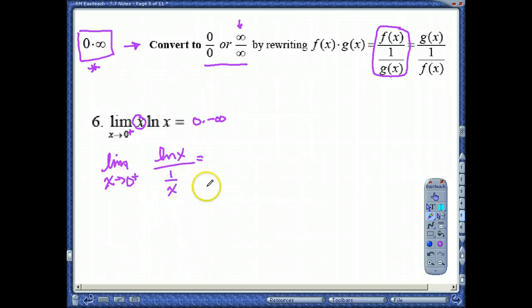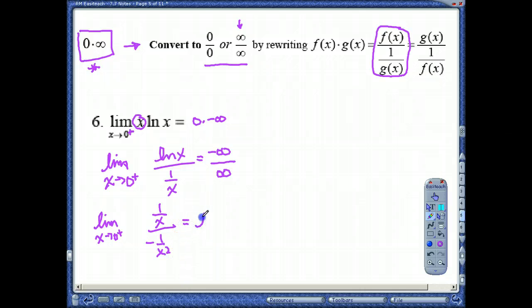Now when I look at this, I have my negative infinity on top. 1 over x, well, as x gets very, very small, this fraction gets very, very big. And since I'm on the positive side of 0, that's going to go to positive infinity. Now we have the perfect L'Hopital's form. So we're going to take the derivative of the top, the derivative of the bottom, and see what magic we can make. The derivative of natural log of x is 1 over x. The derivative of 1 over x is negative 1 over x squared.